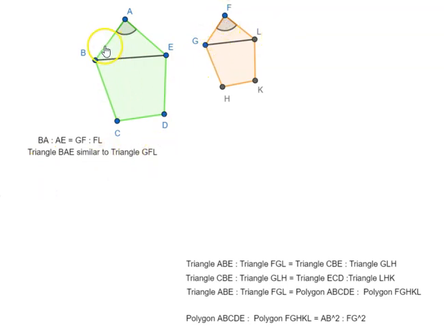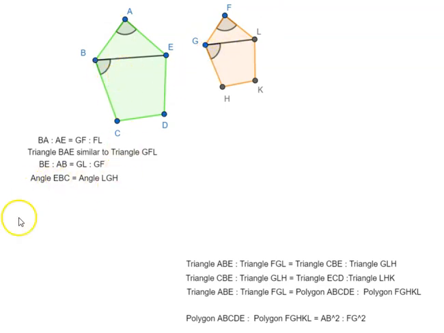Since they are similar, that means angle ABE is equal to angle FGL and angle AEB is equal to FLG. Since angle ABC is equal to FGH because the polygons are similar, and since a part of those angles are equal, the remaining angles will also be equal. Because of the similarity of triangle ABE and FGL, we can say BE is to AB as GL is to FG. Angle EBC is equal to LGH.